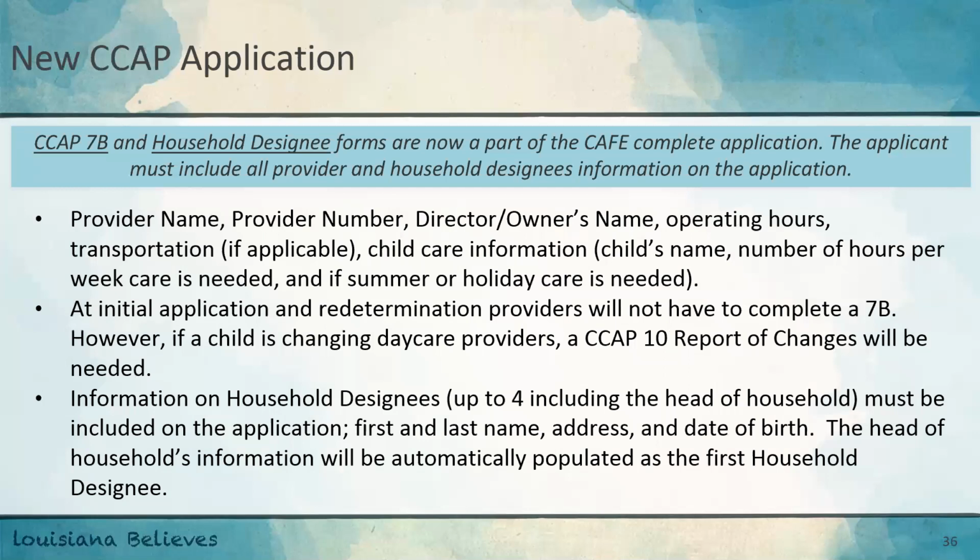Information, including your household designees, is now encompassed within the complete application. You can have up to 4 household designees, including the head of household, on a case status. We would need the first and last name of the household designee, their address, and their date of birth.